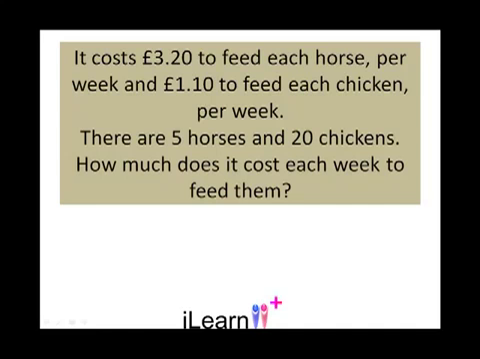Five horses at £3.20 each. That's 5 times £3.20. 20 chickens at £1.10 each. That's £1.10 times 20.